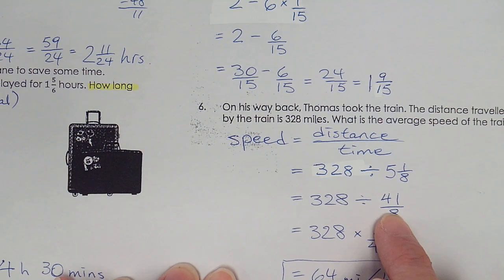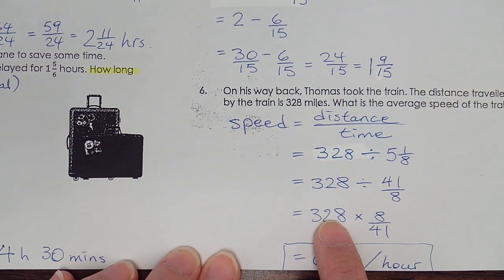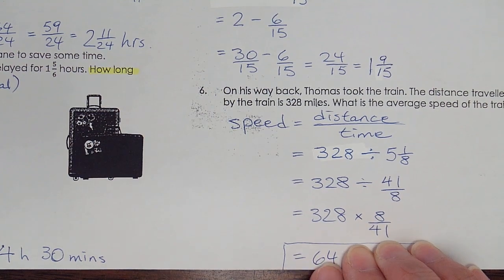Change this to an improper fraction. Since I'm dividing, I'm multiplying by the flip. So keep, change, and flip. So 328 times 8 divided by 41, you get 64.